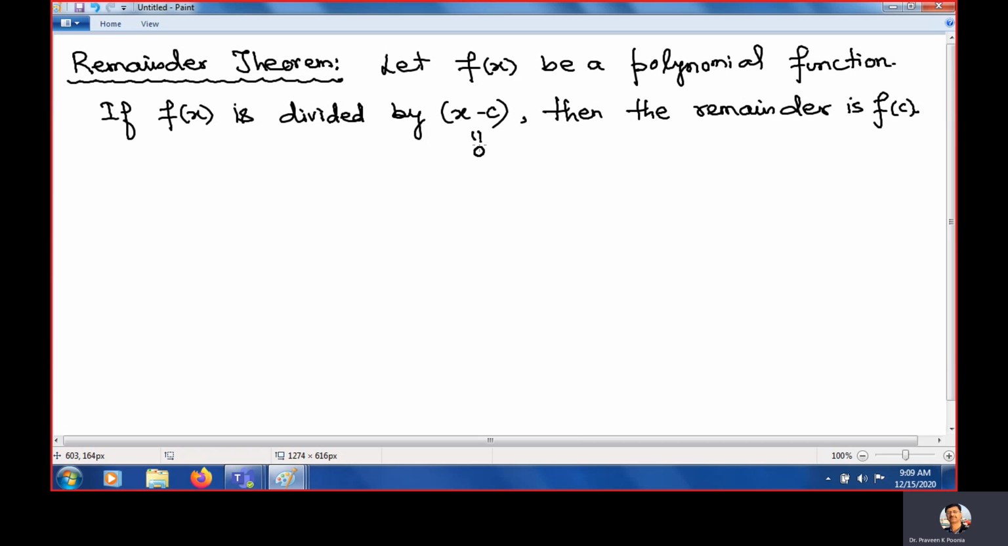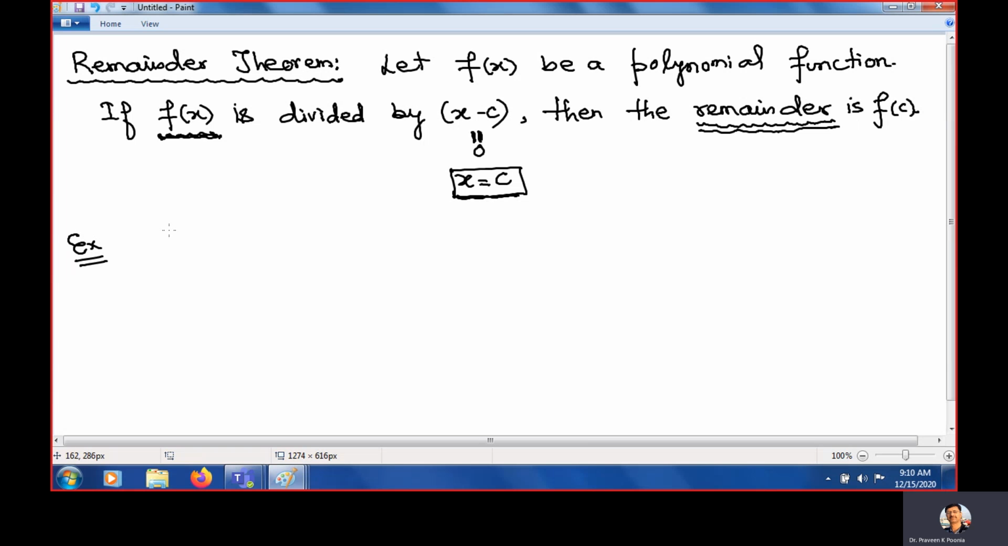So how are we getting this? We put this equal to 0. So what is the value of x? The value of x is c. Now put this value of c here. So what will we get? f(c). What is f(c)? f(c) is the remainder. This is the theorem. Clear? So if you want to get the remainder in a polynomial division, then you just put the divisor equal to 0. You will get the value of x. Put this value of x in the given polynomial function f(x). Whatever you get is the remainder. Clear? Okay, let us learn with an example.